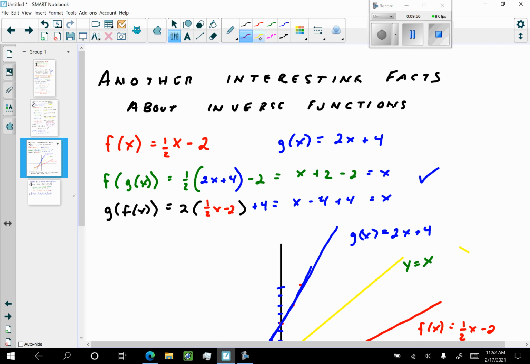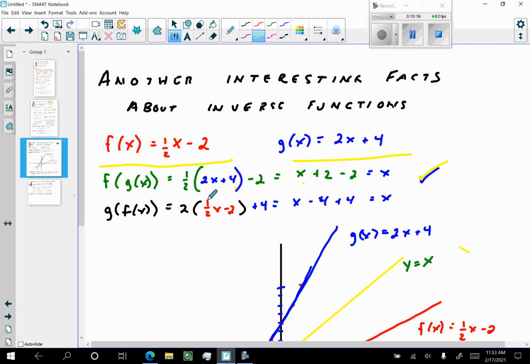So let's do a couple new functions: 1/2 x minus 2 and 2x plus 4. Let's check to see if they are inverses. Okay, we've done this a lot. f of g, wherever I see x in f, I put g. So 1/2 times 2x plus 4. 1/2 times 2x is x. 1/2 times 4 is 2. Minus 2 is x. Check, okay that way.